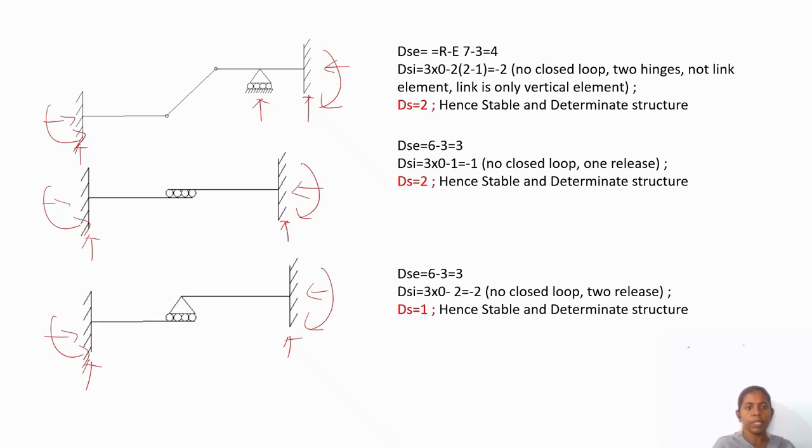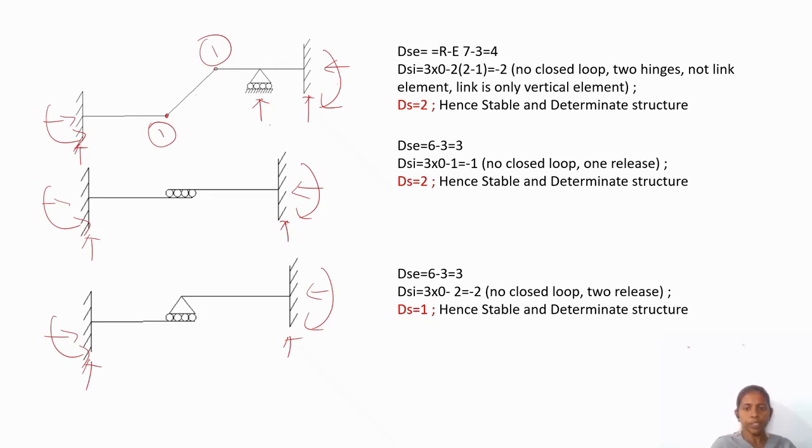So 3, 3, 6. Here 1, 7 unknown minus 3 equations. So 4 number of external indeterminacy. So internal indeterminacy 3 into number of closed loop 0 minus the internal hinge provided for these 2 members. So 1 release is possible. For an internal hinge between 2 members, here 1 release is possible. Totally minus 2. 4 minus 2 equal to 2. Hence stable and determinate structure.